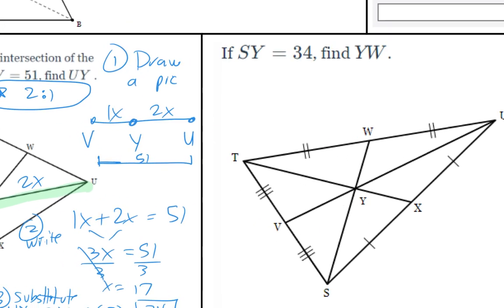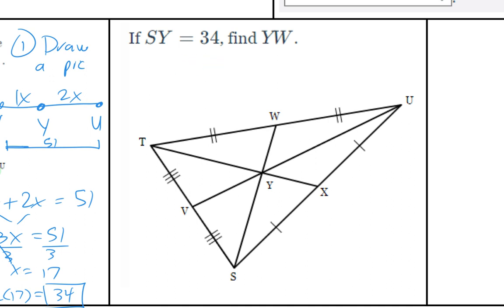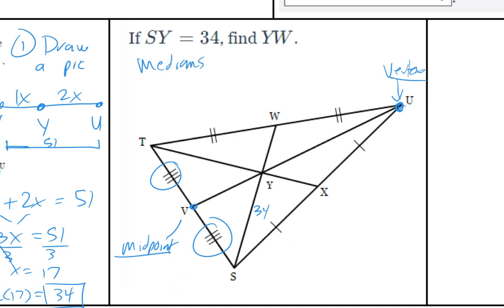All right, let's get back into these last two. All right, so SY is 34. Find YW. SY is 34. So let's write that in, 34. Well, what do we notice? That tells us that this has to be the midpoint. So if that's the midpoint, let's look at the other end. If that's the vertex, midpoint to the vertex, those are called medians, right? So if they're medians, that means it's a centroid, right? So if it's a centroid, that means it's a 2-to-1 ratio. Okay, so that's what we're thinking.